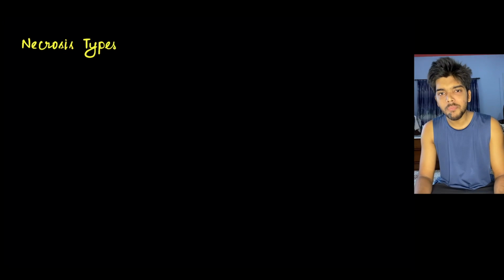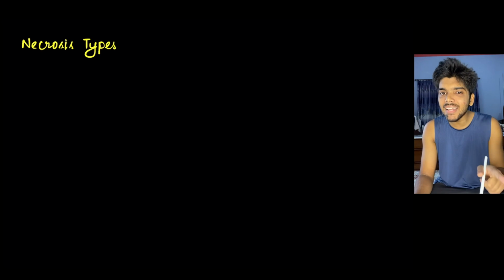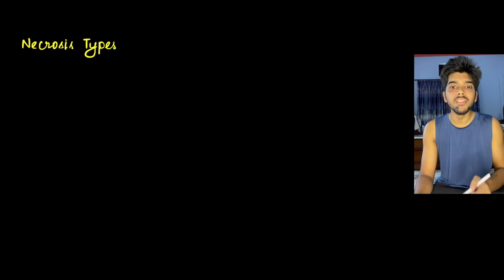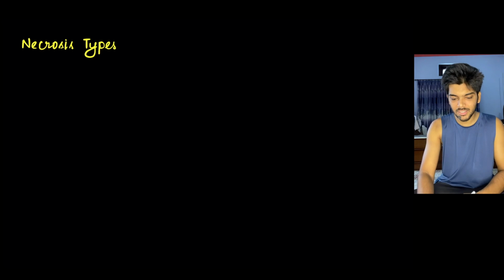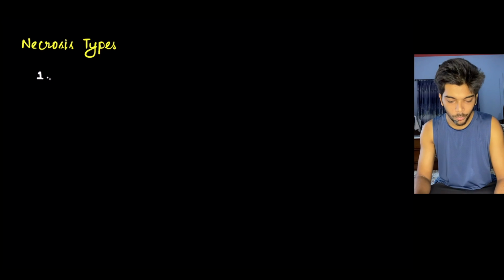Previously, we learned about the various morphological changes that occur during the process of necrosis, both appreciable under light microscope and electron microscope. We also learned about the characteristic features that are associated with necrosis. Now, we are going to learn about the various types of necrosis. So first things first, I'm gonna list all of them down. So these are the types of necrosis.